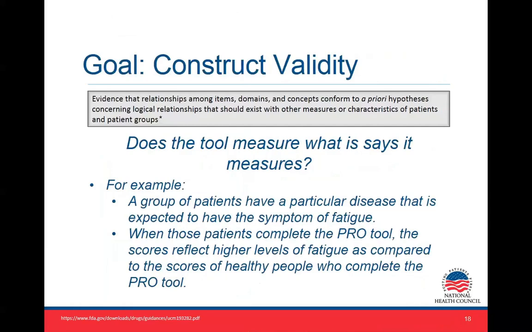Next, we're going to talk about construct validity. Again, the question is, does the tool measure what it says it measures? So for example, a group of patients have a particular disease, and it's expected to have the symptom of fatigue. When those patients complete the PRO tool, the scores should reflect higher levels of fatigue as compared to the scores of healthy people who complete that PRO tool. There should be a difference detected.